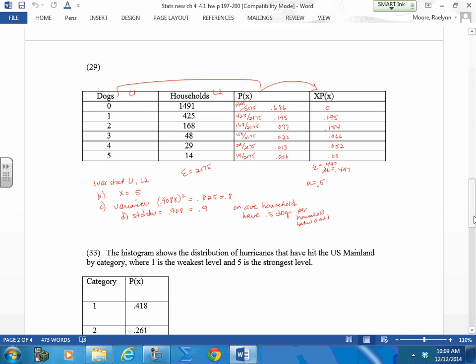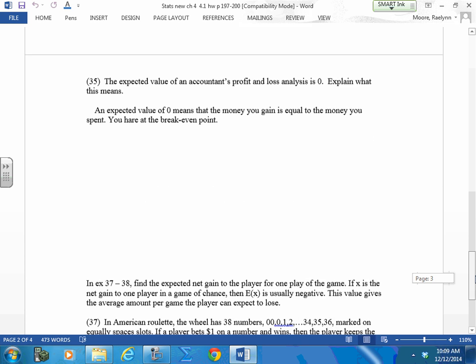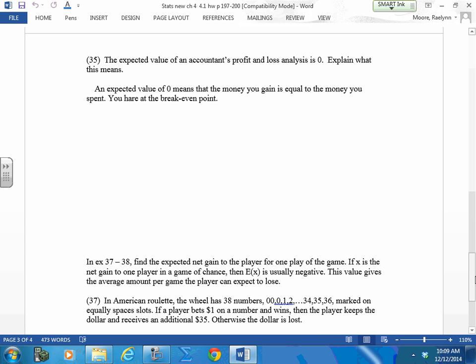Okay, 29 says the number of dogs per household in a small town. Mean, variance, and standard deviation you had to find. So let's just write these down. I want to do it together with you. Dogs, this is your X value. Frequency, this is your P of X value.